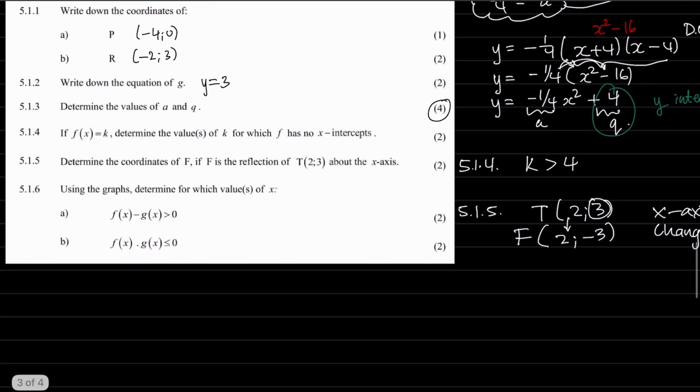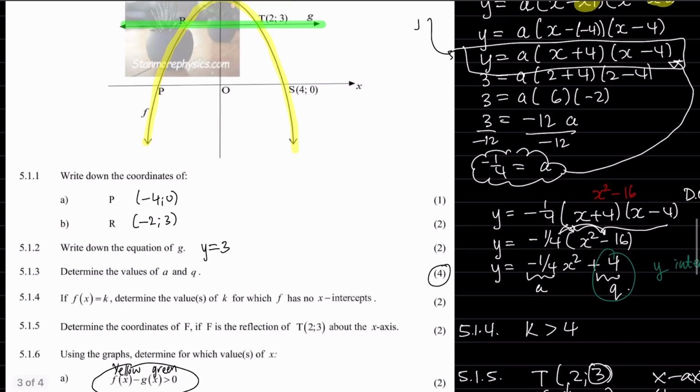Now, what does this question mean? So the question is asking me here, where is the graph of f of x, meaning the yellow graph, where is it above the green graph? That's what it's asking. Where is the yellow graph above the green graph? Because if the yellow graph is above the green graph, then if you subtract them, you will get a positive value.